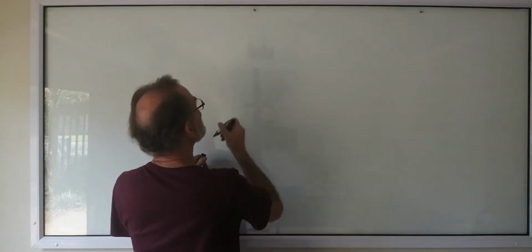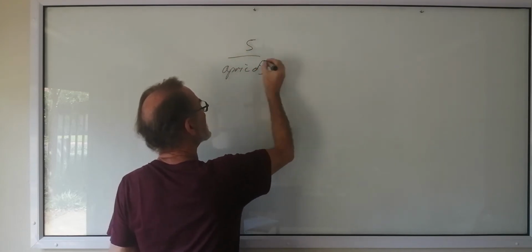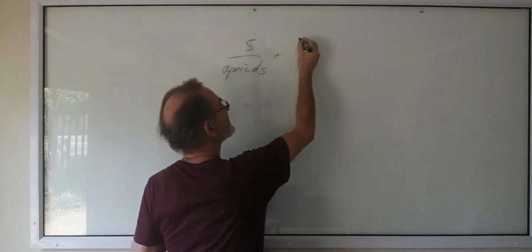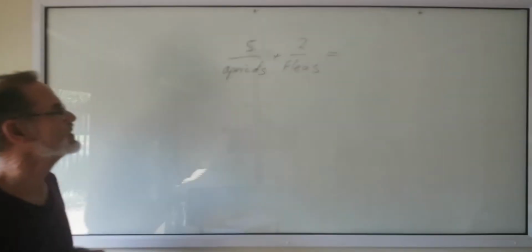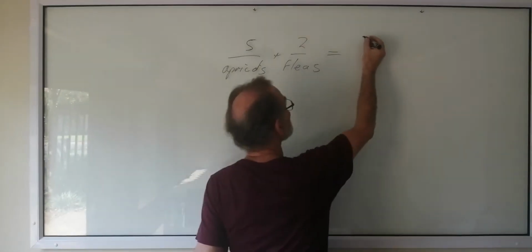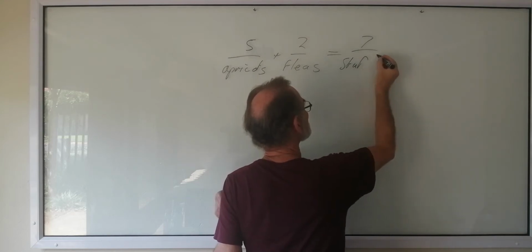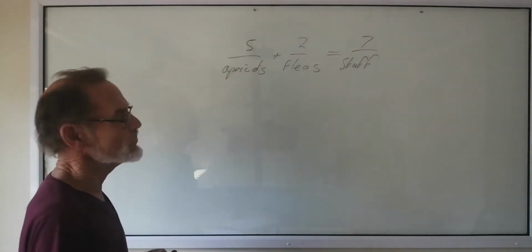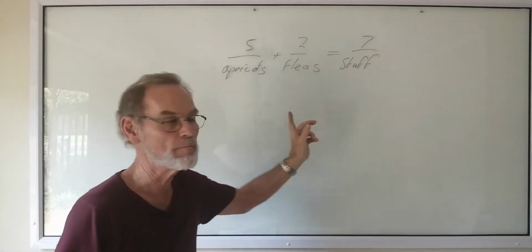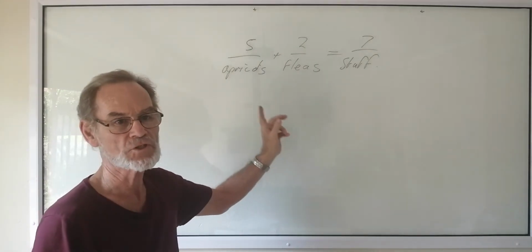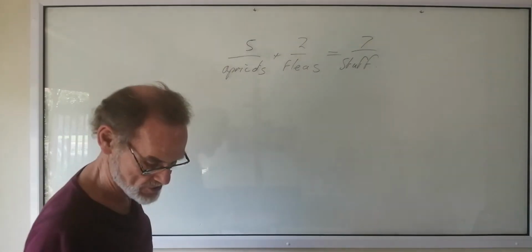We've got here 5 apricots. And we've got 2 fleas. What's the answer? Okay? Well, we know there's 7, but there's 7 what? 7 stuff. So, you can see this doesn't make sense. If you had to email this to somebody in Russia who's making a bomb, he wouldn't understand what you want. Okay? You have to have the same thing at the bottom when you add in fractions.